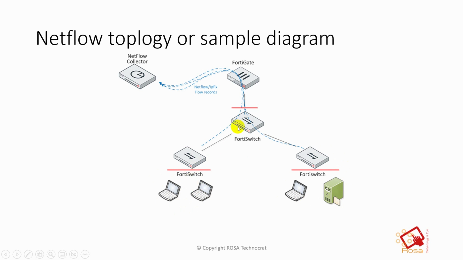When this traffic is passing via the FortiGate, a copy of the NetFlow flow records is sent to the NetFlow collector. So basically for all the communication between the devices on the left and right, a NetFlow record is sent to the NetFlow collector, and on the NetFlow collector we can analyze this for any troubleshooting or analysis of the traffic.